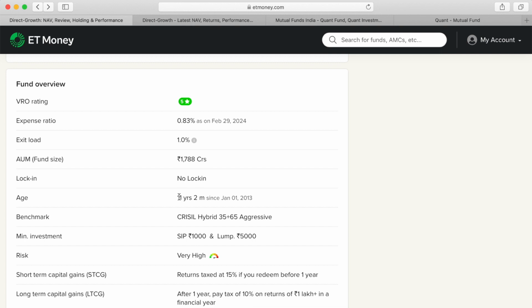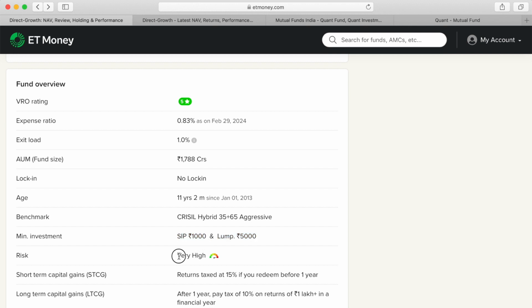The fund was launched on January 1st, 2013. The benchmark which it is tracking is Crisil Hybrid 35+65 Aggressive. 65% minimum will be invested in equity and 35% will be invested in debt instruments. To get invested, the minimum investment amount of this mutual fund is a lump sum of 5,000 rupees. For SIP, you have to start with a minimum of 1,000 rupees.